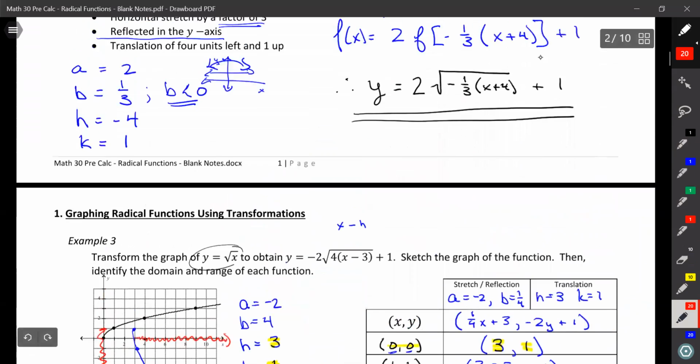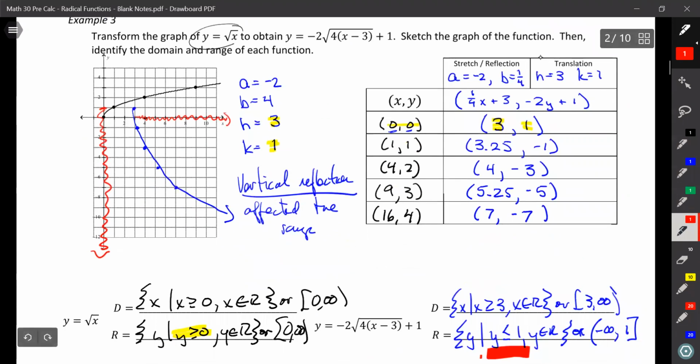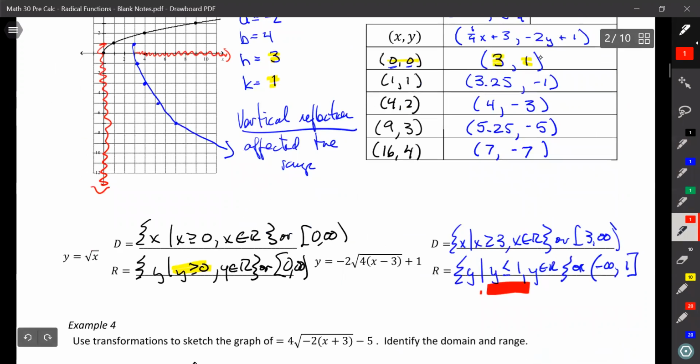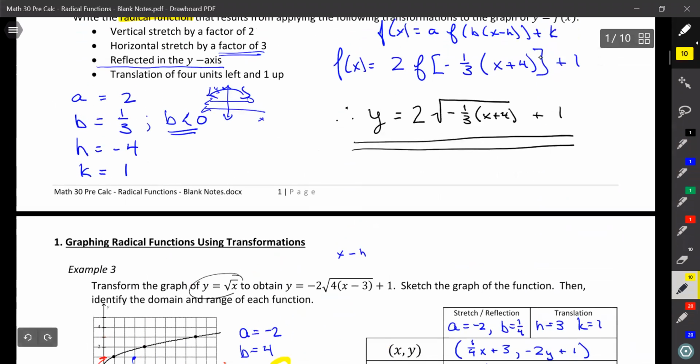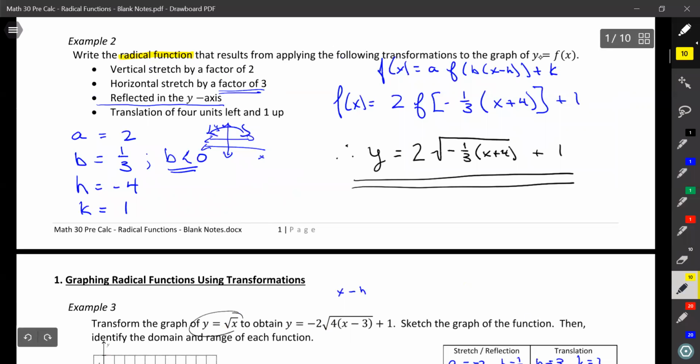Which brings us back to this one. So if I asked here for the domain and range on this one, we don't have to graph it to see it. Notice here that we had a 3 and a 1, our h and k values. So those will be our domain and range values, whatever they are. In this case, h was -4 and k was 1.